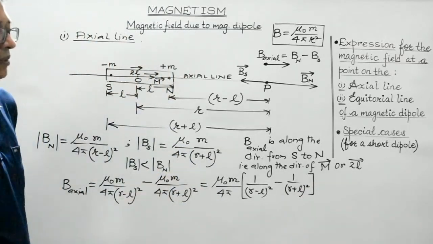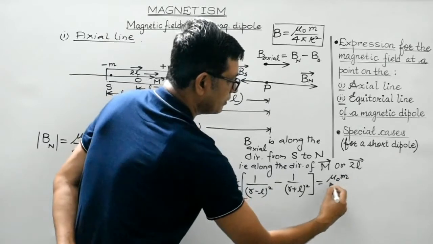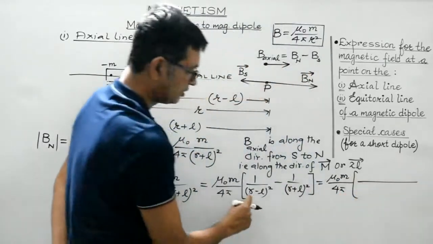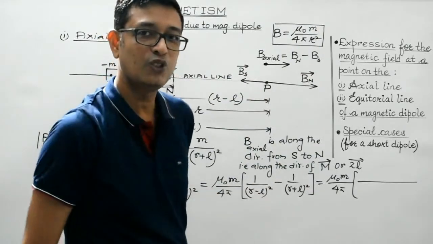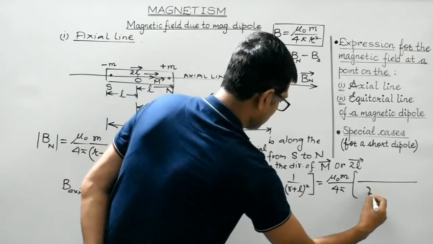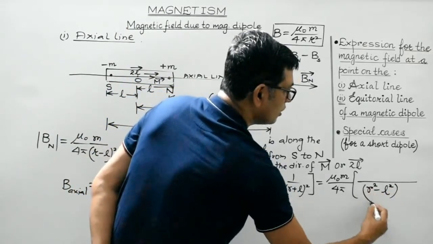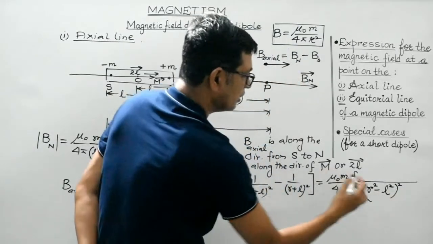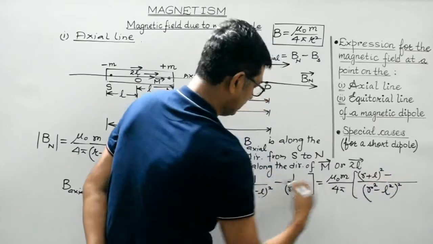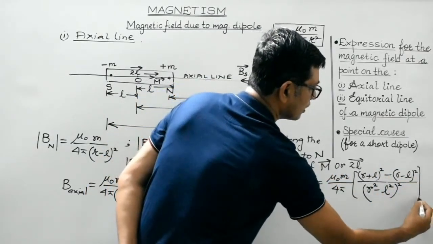Right? Now it can be easily solved. So it will be mu naught small m, it's the pole strength small m, divided by 4 pi. So let's take the LCM. It is in the form of a minus b whole square, a plus b whole square. It will be equal to a square minus b square whole square. So it will be r square minus l square whole square, right? And over here it will be r plus l whole square minus r minus l whole square.